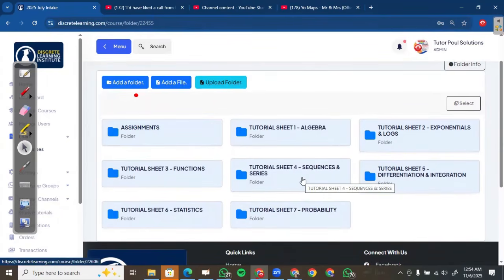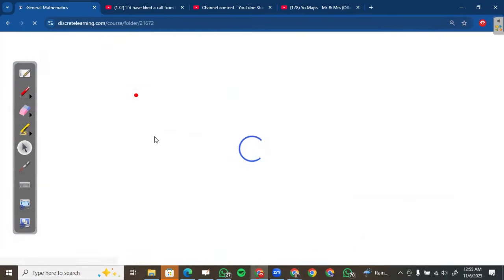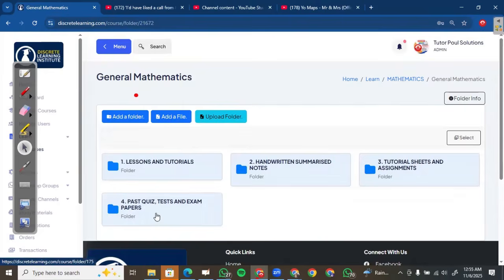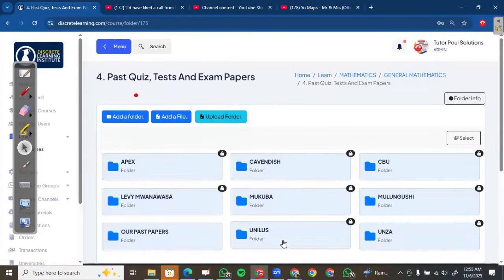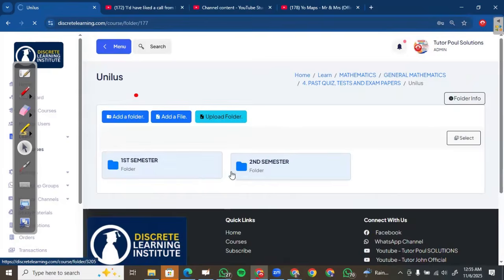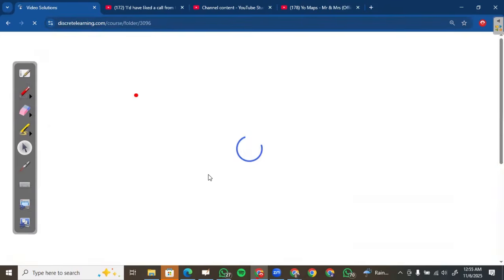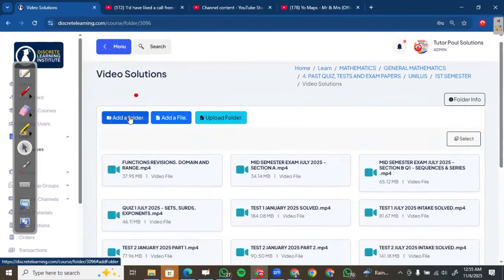I know it's a few days to the exam, but you can actually learn and pass that exam. So these are the tutorial sheets. If you want the past papers, you go to these past quiz, tests and exam papers. You open. Again, it's the same format. You go to your university, Unilus. You're going to find first semester, second semester, it depends where you are. You go to the video solutions, and you're going to find the videos here. There are tests and the mid-semester exam. So you can use these to learn at your own pace, at your own time.